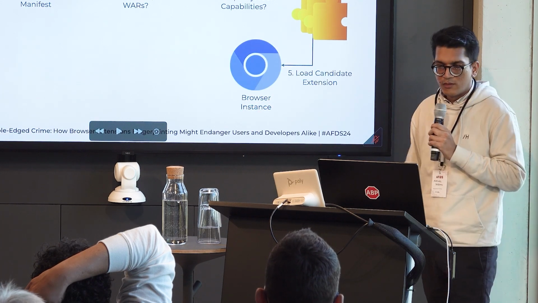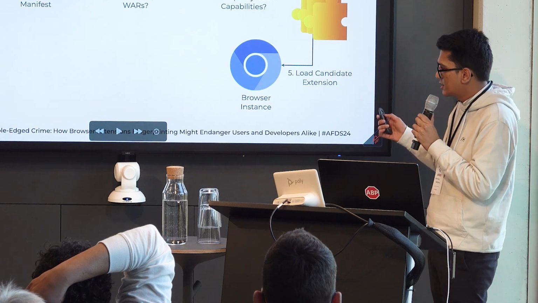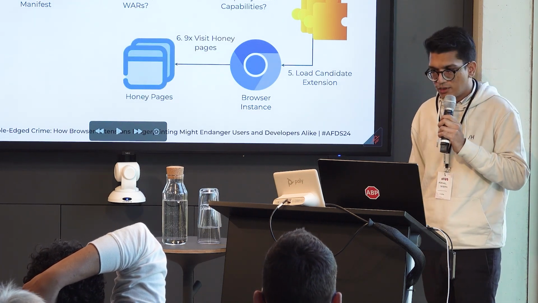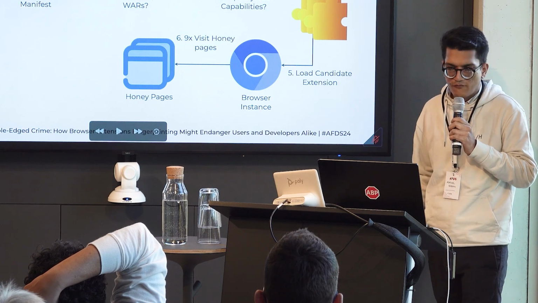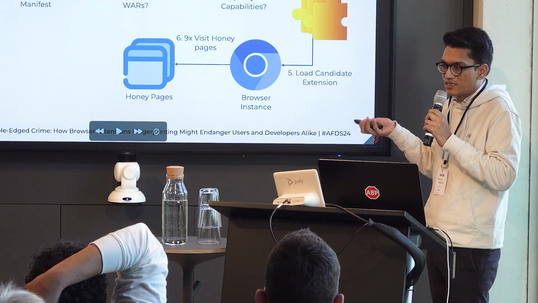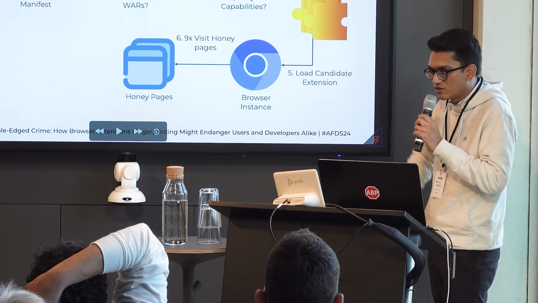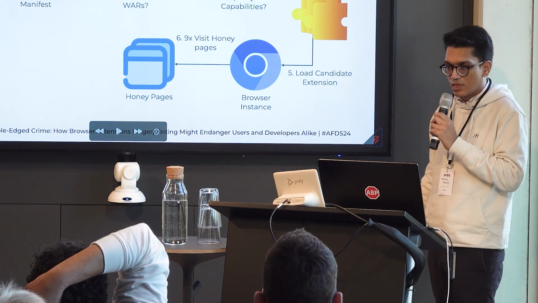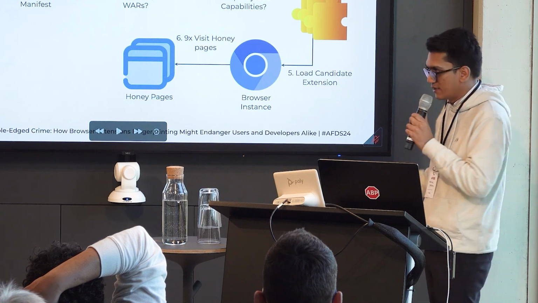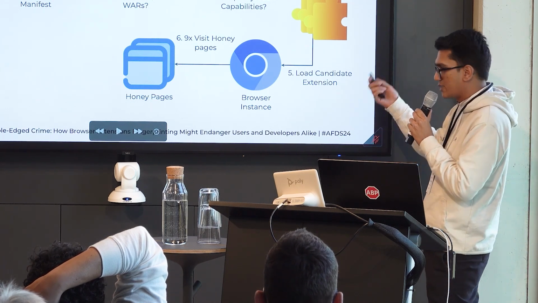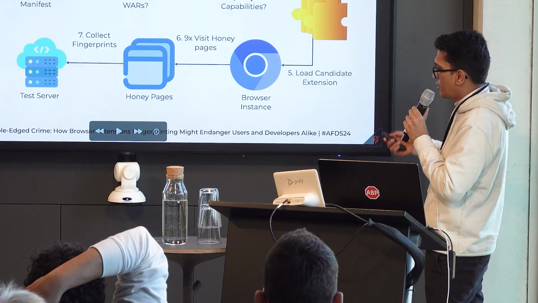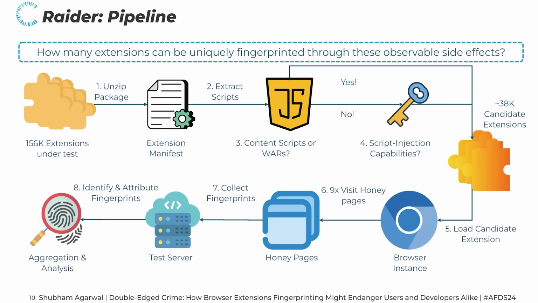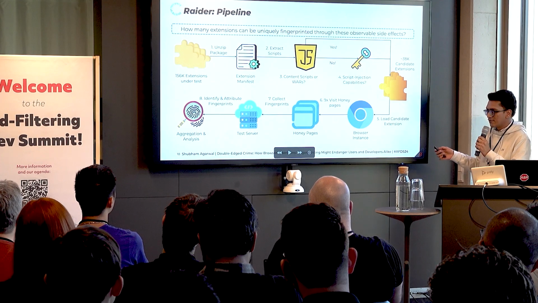Then for each of these extensions, we spawn a browser instance, load them, and visit our honey pages. These honey pages are nothing but very simple HTML files, but they capture all the executions and interactions of an extension on our page to understand what sort of traces could be used for fingerprinting. We do this for all our extensions 9 times to rule out any inconsistencies. Then we send this to the server side and later analyze it to understand how many traces are unique and could even be attributable to individual extensions. So this is the pipeline for large scale measurements.